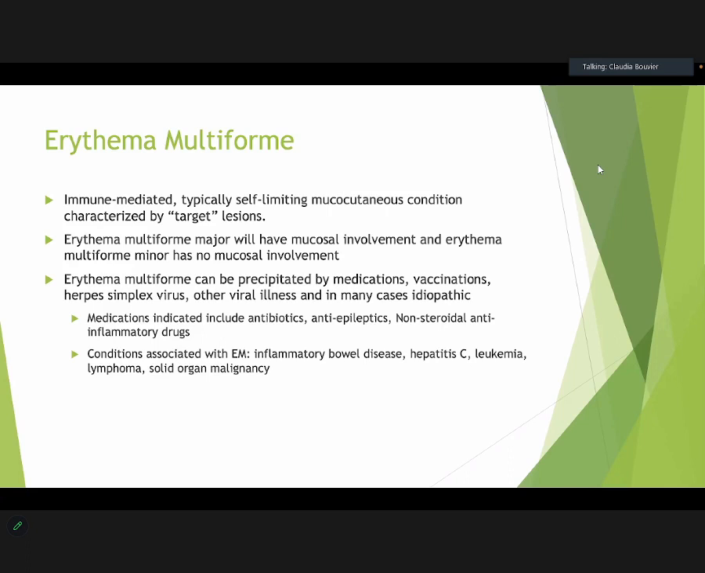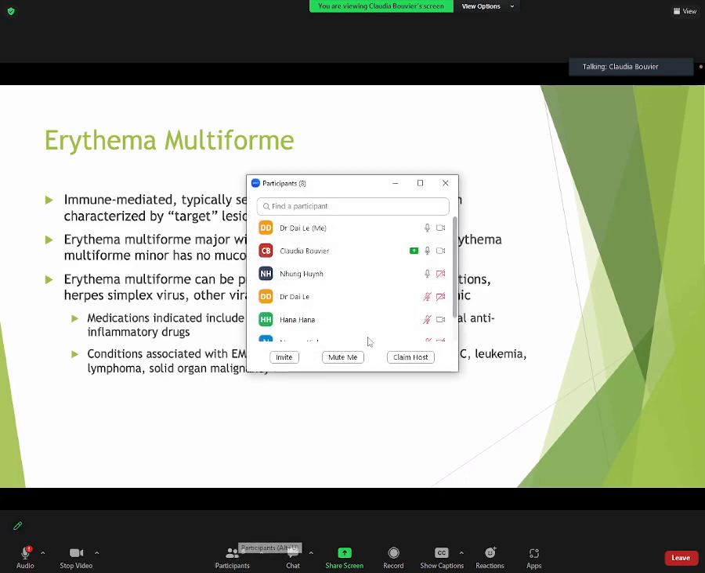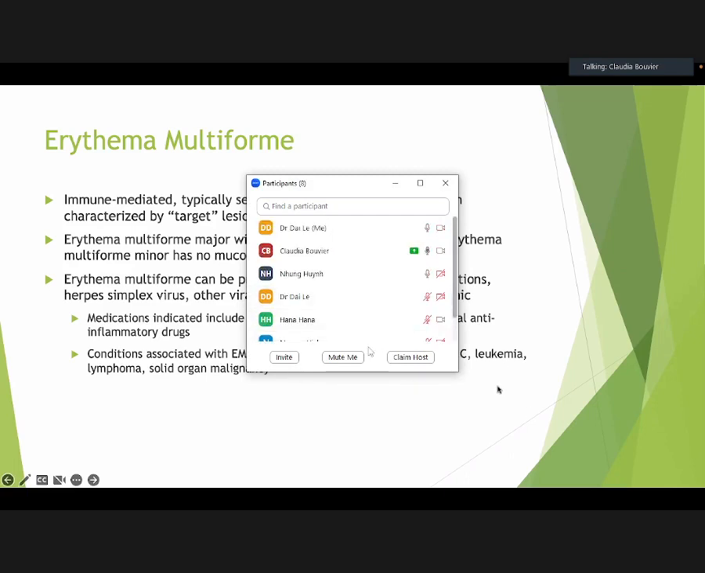There are some genetic predispositions that people have to developing erythema multiforme, and some conditions that are associated with it. These would be diseases like inflammatory bowel disease, hepatitis C, leukemia or lymphoma, or a solid organ malignancy. Having any of those puts you at risk for developing erythema multiforme from these other causes.